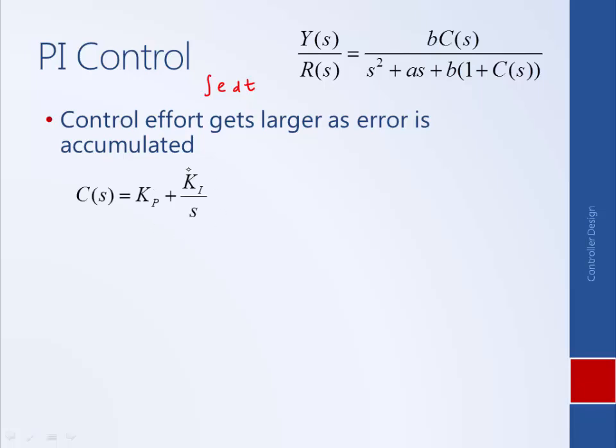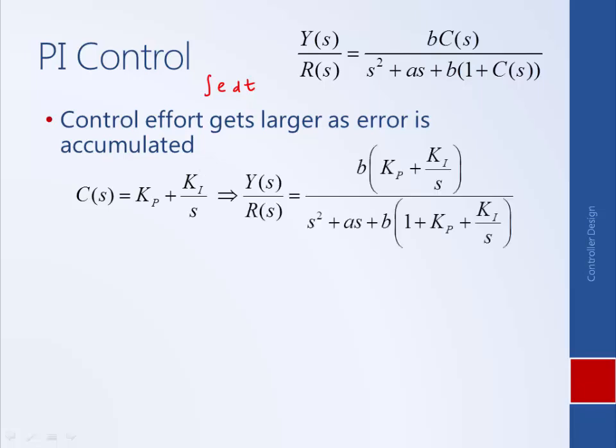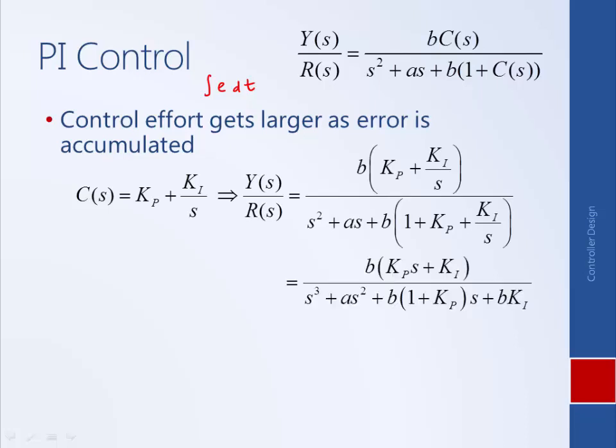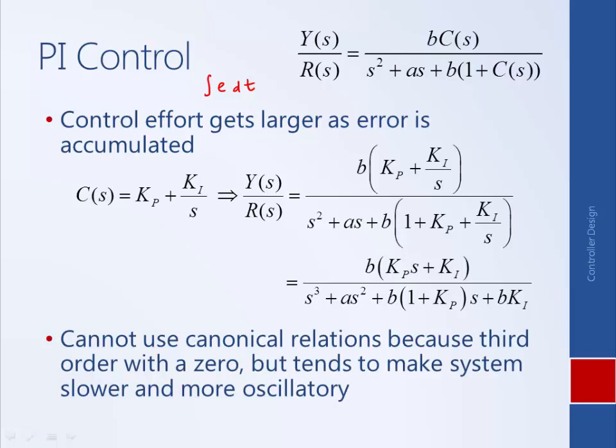So here's the form of a PI controller. We've got the term that's proportional to the error, just a constant. We divide by s to perform the integration and multiply by another constant. If we substitute that into our closed loop transfer function and rearrange, we get something of this form. Looking at this, it's definitely not canonical. Not only does it have a zero, but it's also third order. So it's a little more challenging to draw general conclusions about the effect of integral control. But it often tends to make the system slower and more oscillatory.